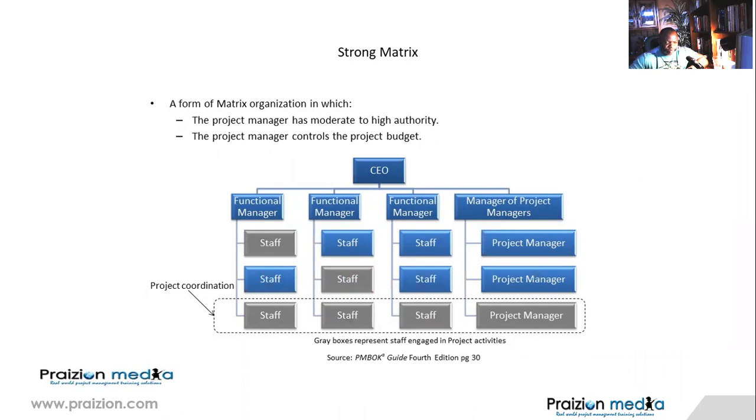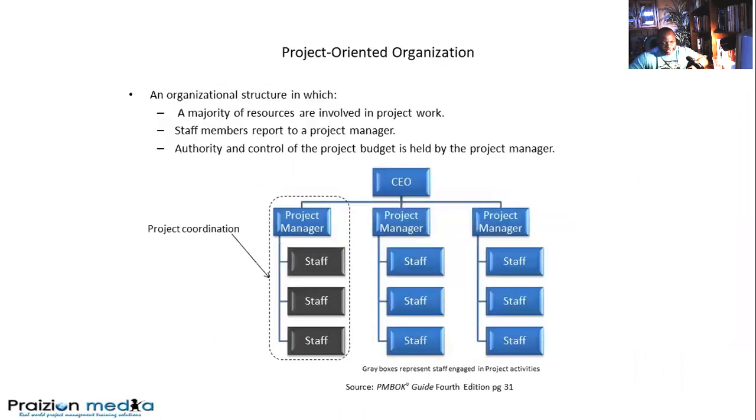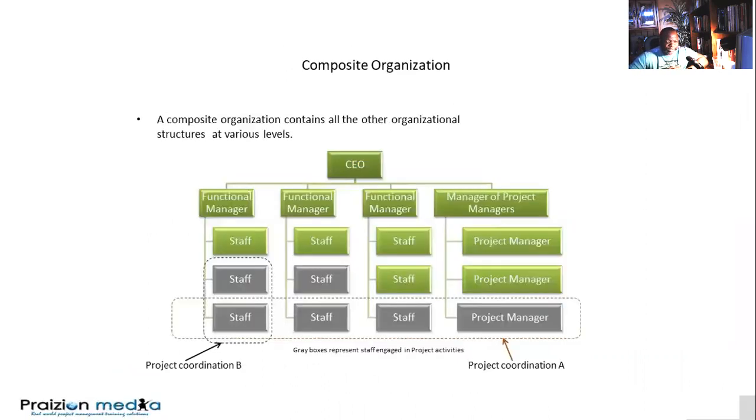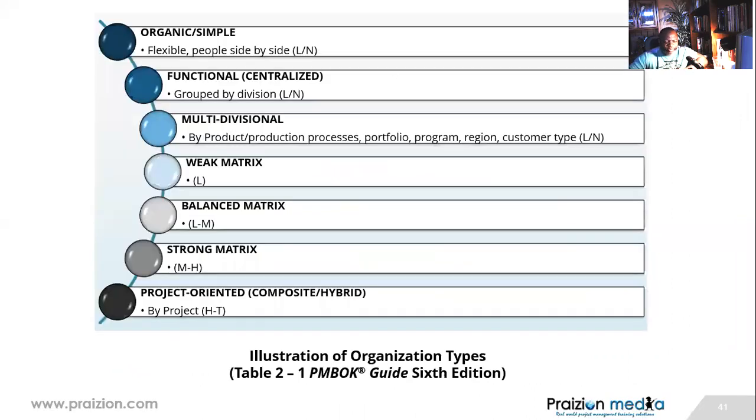Project manager controls project budget. And then we go on to full project-oriented organizations where we have a project manager managing a bunch of stuff. And then we could have a composite where at different levels, different layers, there are different structures. That is the overarching idea. You can read up more in table 2-1 in the 6th edition. It is probably going to help you. All right. And that is almost the end.